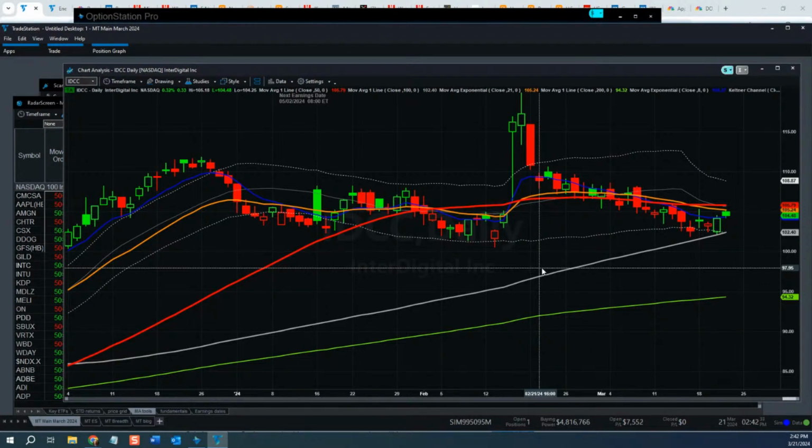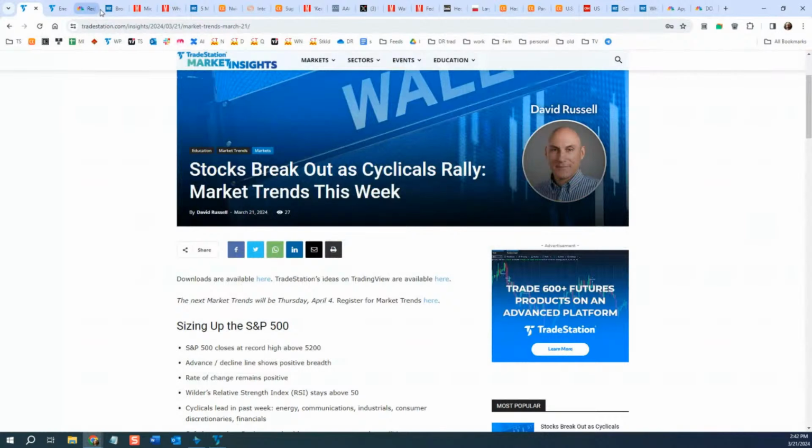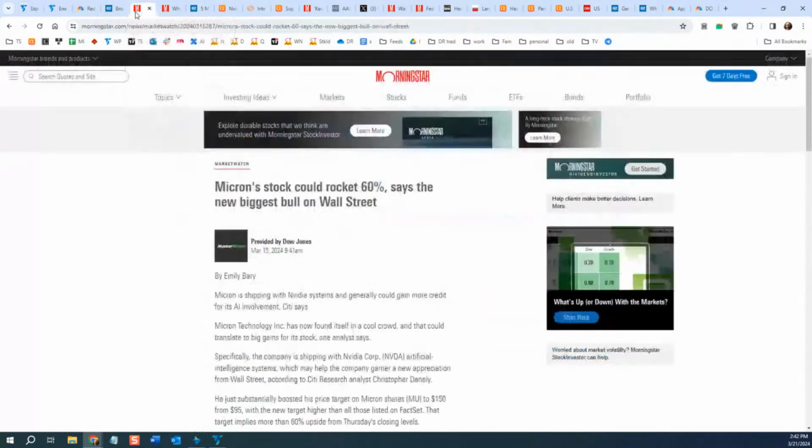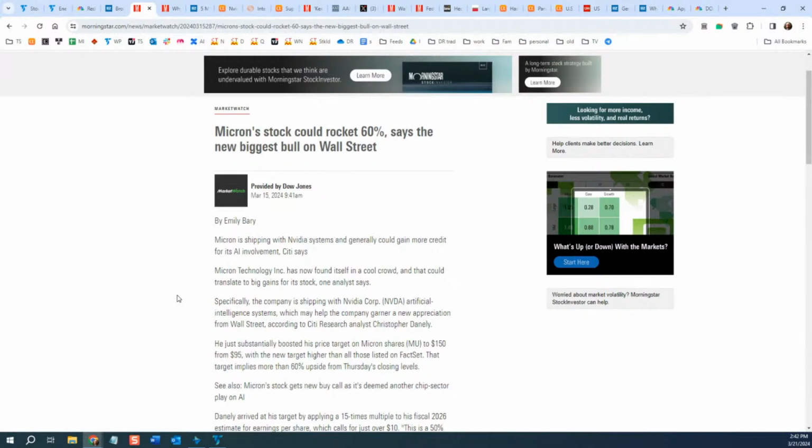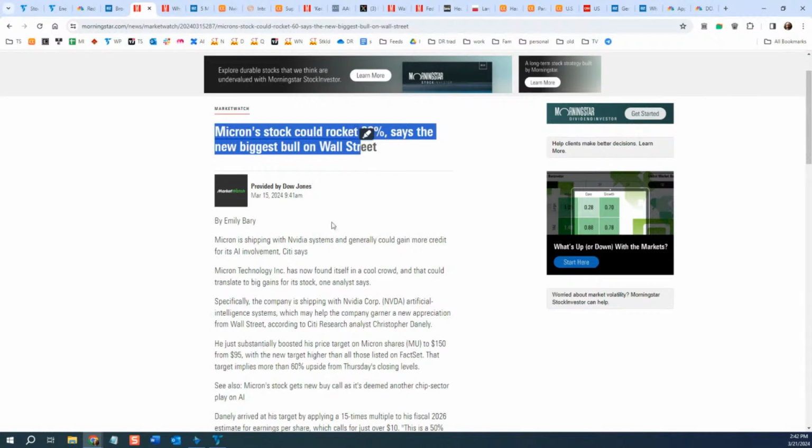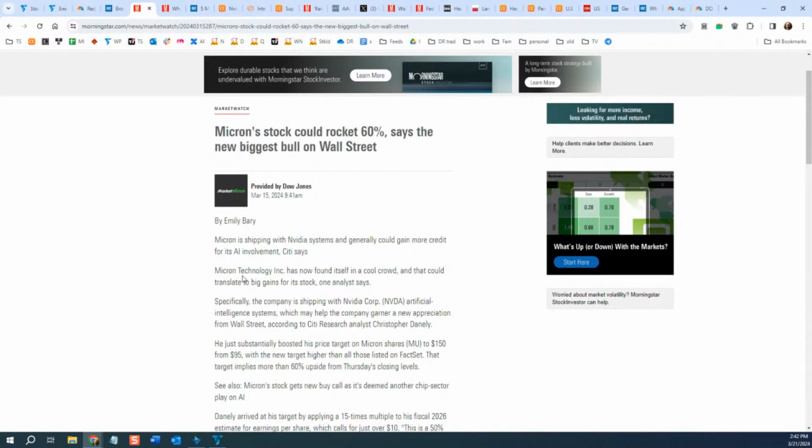However, this AI theme just continues to widen. So, think about Micron. Let's talk about Micron, because if you went back 6 months ago, Micron was like the buggy whip company, the typewriter and the old-fashioned technology, and now it's the new AI name. Basically, it could gain more with its AI involvement.